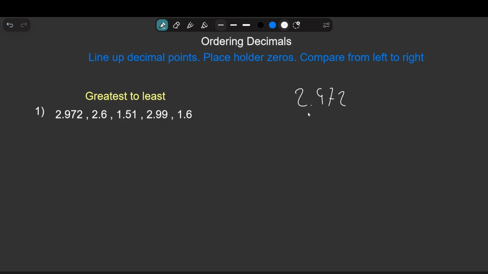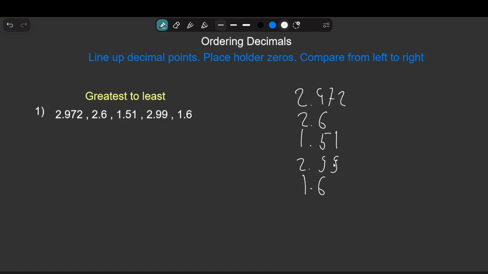2.972. 2.6. As you can see, I'm lining the decimal up. After that, 1.51. 2.99 and 1.6. So you can see the decimals are lined up below each other, but it looks kind of weird. This one is 3 after the decimal, this 1, 2, 2, and 1.